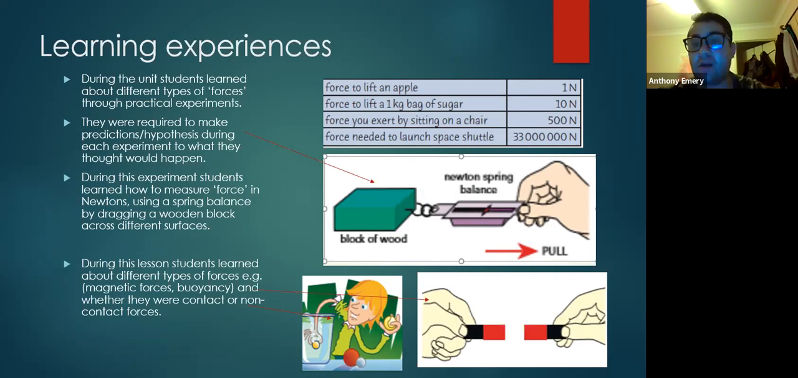They also were able to see what different forces there are in everyday life. So they had a look at buoyancy by using different size balls with different densities, different surface areas, and they were observing how they interacted with the water, so how buoyant each different ball was by dropping it in a bucket of water. They also got to see magnetic forces, and they observed whether these were contact and non-contact forces, so whether they worked at a distance or they required contact.